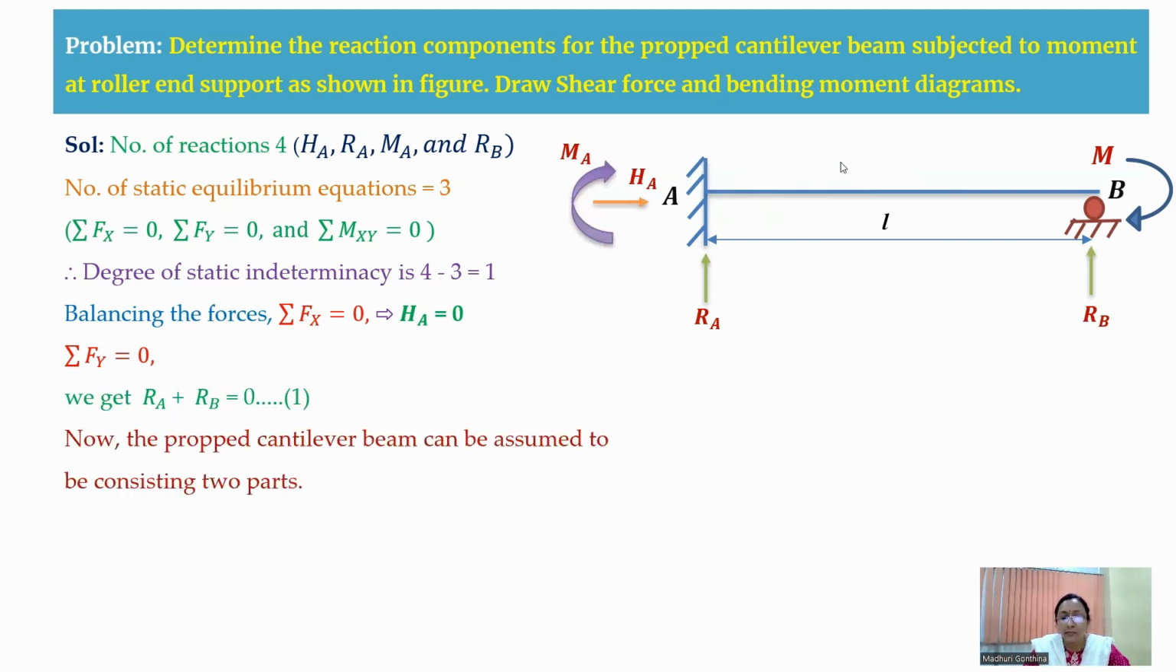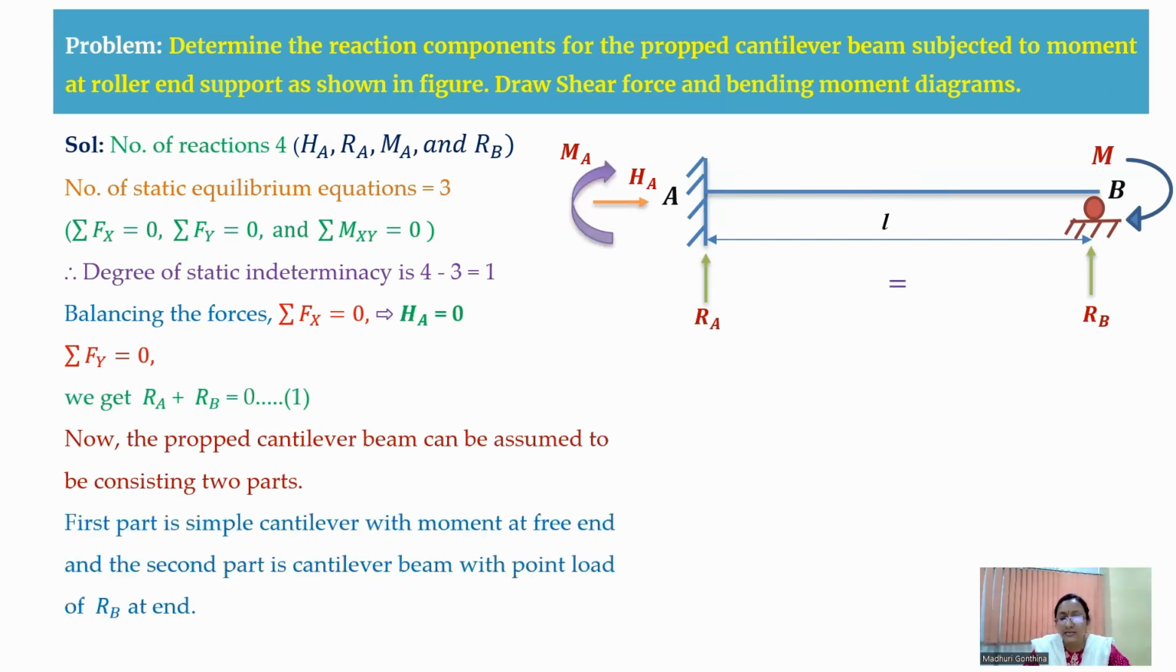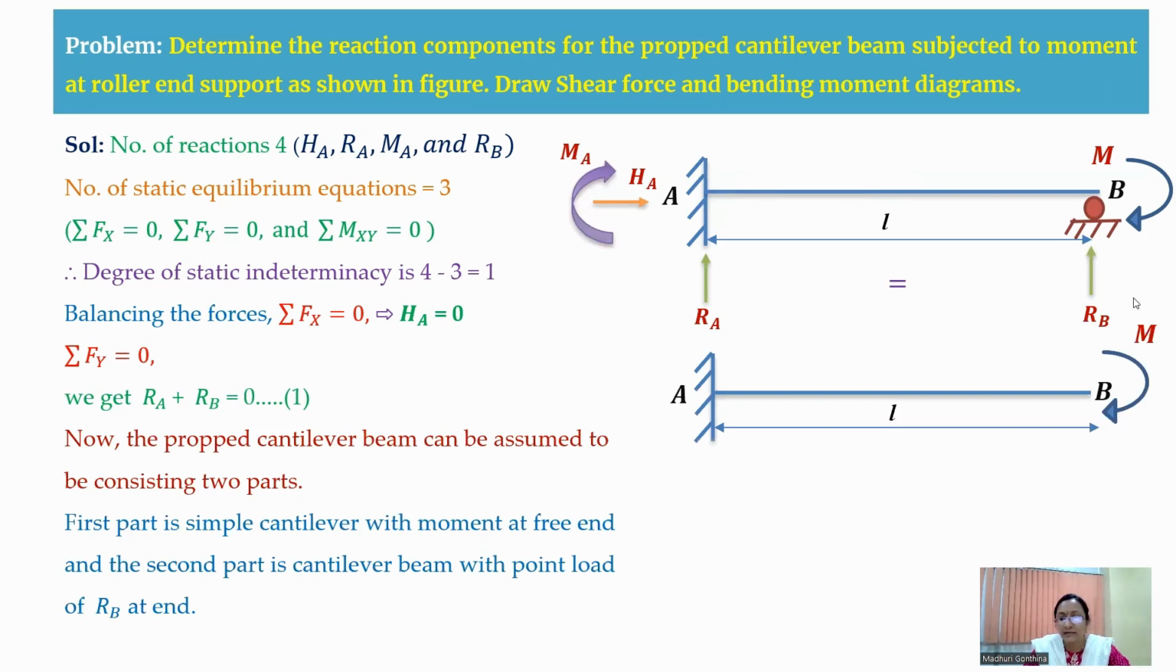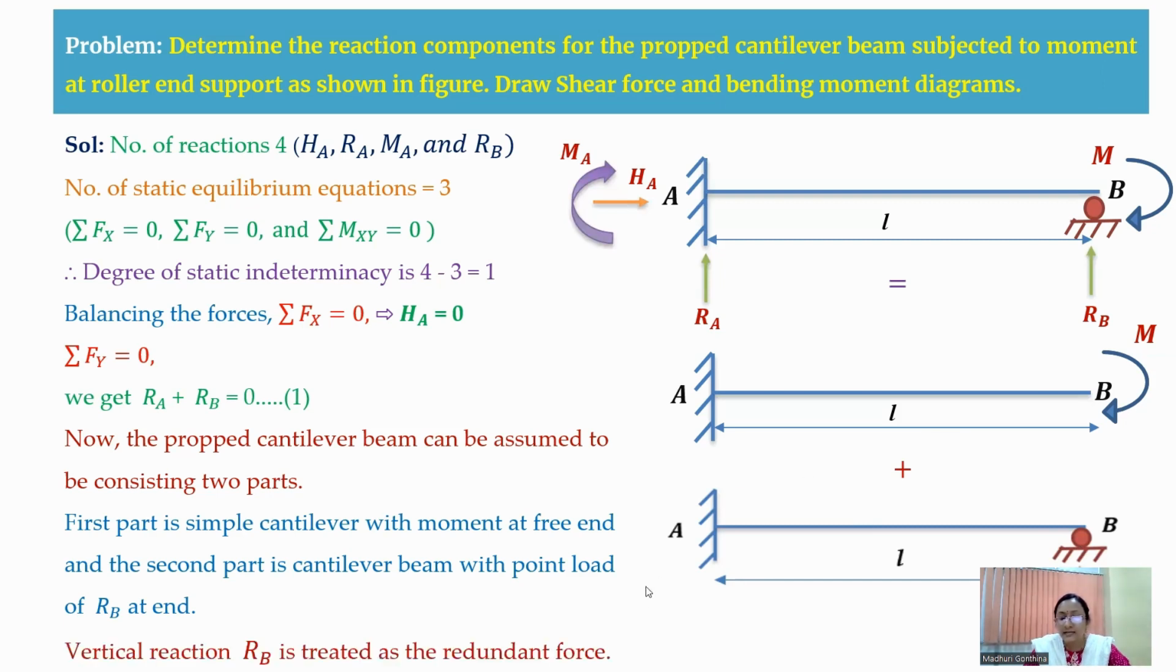Now we are going to make this proper cantilever beam consist of two parts. One part is a simple cantilever beam which is having a moment at the free end. And the second part is again another cantilever beam which is having a point load at the B support. That point load is acting vertically upward as you are having a roller support at this B end. Therefore, I am considering the vertical reaction RB as a redundant force.